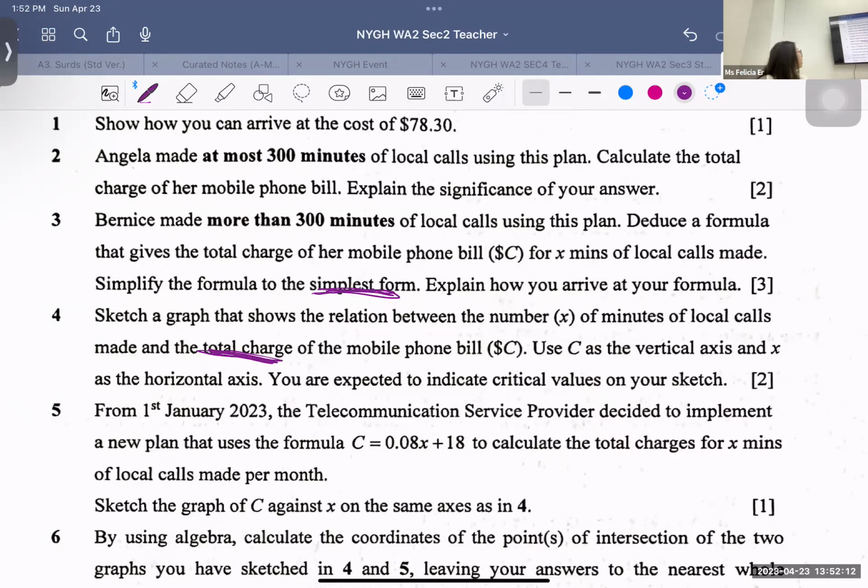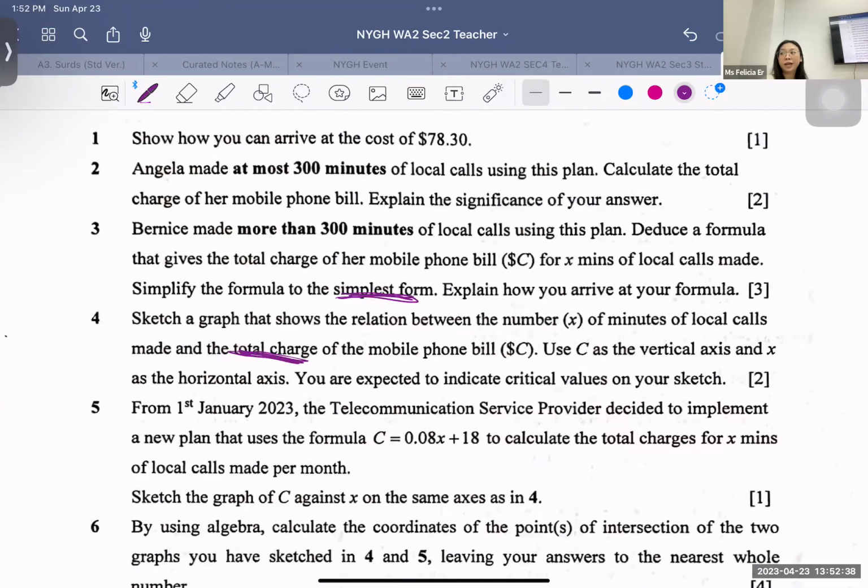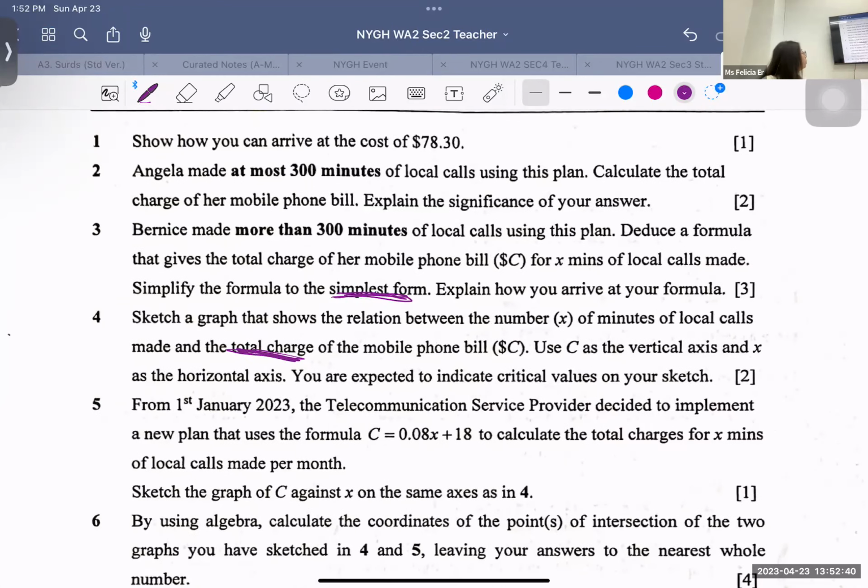They want a graph to show the relationship between X and C. We all know that X is affecting C, it's not C affecting X. So your x-axis should be represented by X number of minutes. Your y-axis, usually the value is affected by your x-axis values, therefore your y-axis should be labeled as a big C. So far, okay?